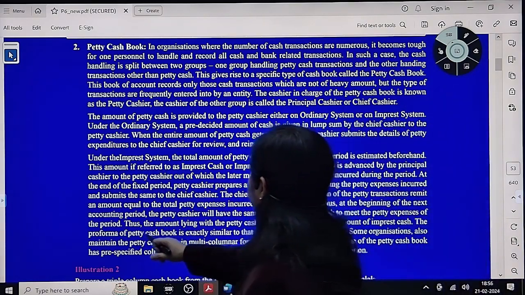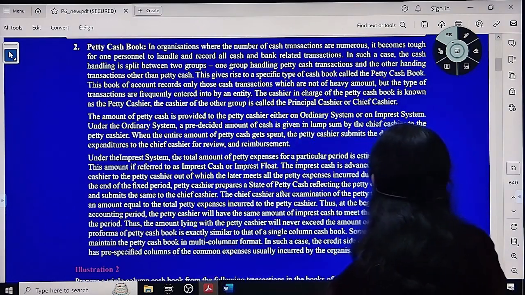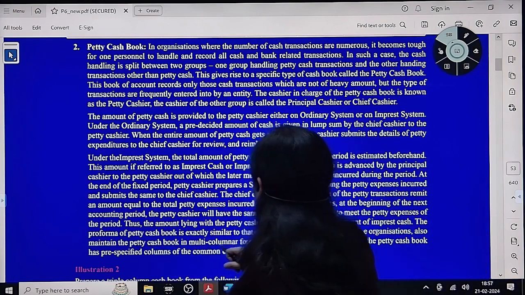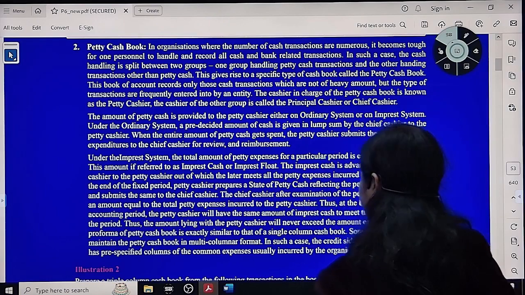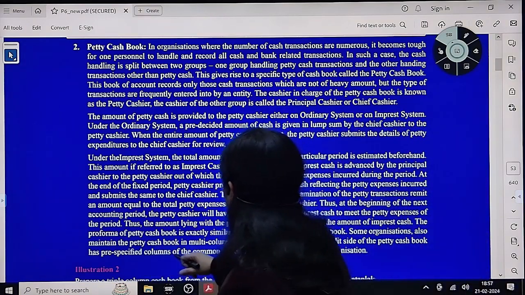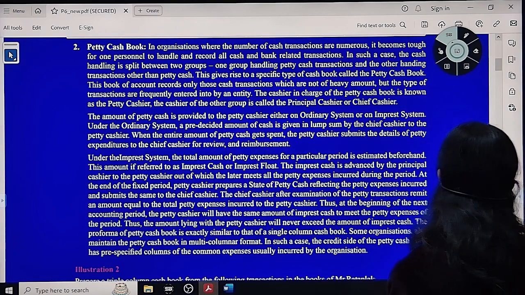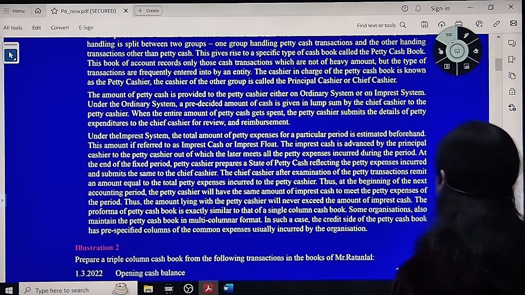The proforma of the petty cash book is exactly similar to that of a single column cash book. Some organizations also maintain the petty cash book in multi-columnar format. In such a case, the credit side of the cash book has pre-specified columns of the common expenses usually incurred by the organization. Now I'll show you various petty expenses.